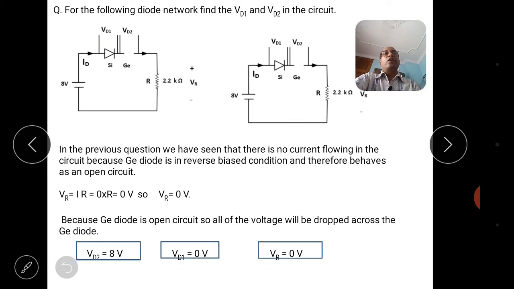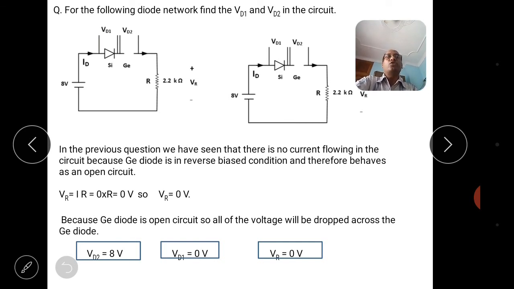For the following diode network, find the VD1 and VD2 in the circuit. This is the same question as we took in the previous question, but in this question I also want to know about the voltage drop across the silicon and germanium diode. In the previous question we saw that there is no current flowing in the circuit because the germanium diode is in reverse bias condition and therefore behaves as an open circuit, as shown in the diagram.